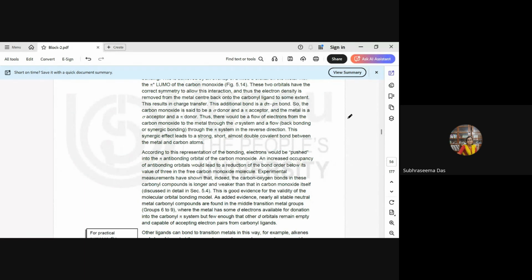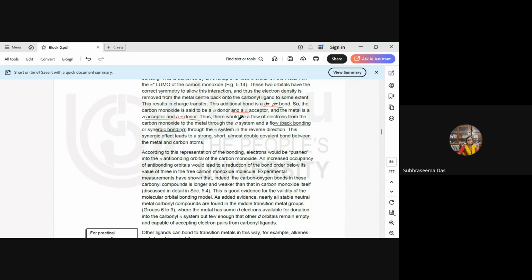Because of this development of charge density on the metal and then again the removal of the charge density from the metal, this whole process results in a charge transfer. This additional bond, we call the d pi p pi bond. So the carbon monoxide molecule is a sigma donor and a pi acceptor, and the metal is a sigma acceptor and pi donor. Thus there will be a flow of electrons from the CO molecule to the metal through the sigma bonding, and also a back bonding is possible in such systems.